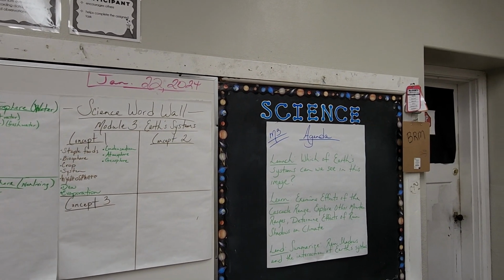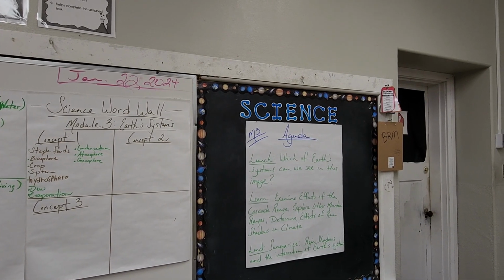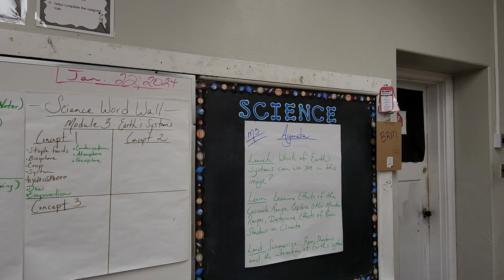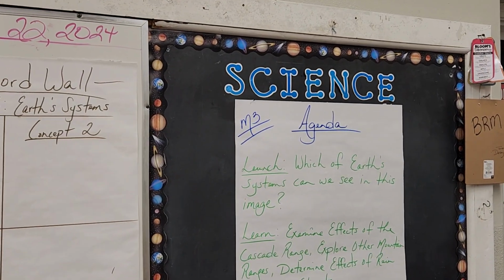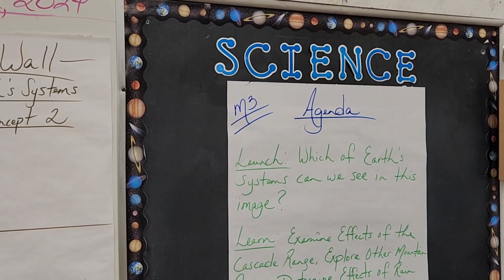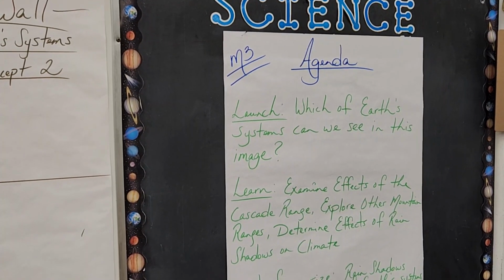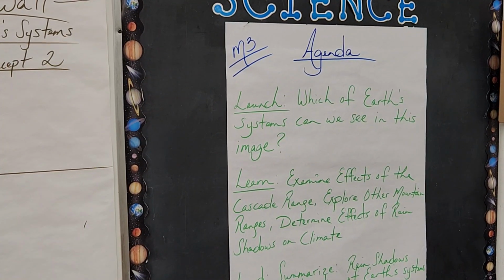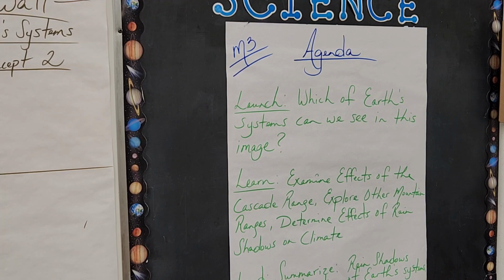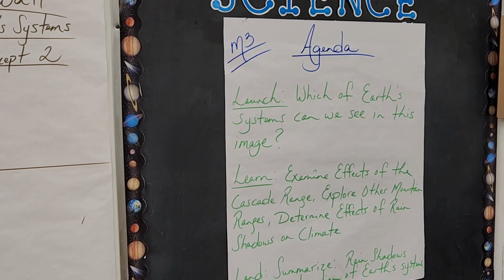Okay, further over on this side, I have my science agenda board. As you can see, it's set up the same. I have the M3, we're in module 3. It's labeled agenda. Now I have M3 and agenda written in blue marker. Usually science is in green, math is in blue, but I made a mistake in starting it out in blue, and I didn't want to waste another sheet of paper. So I just kept it like that. They'll forgive me.